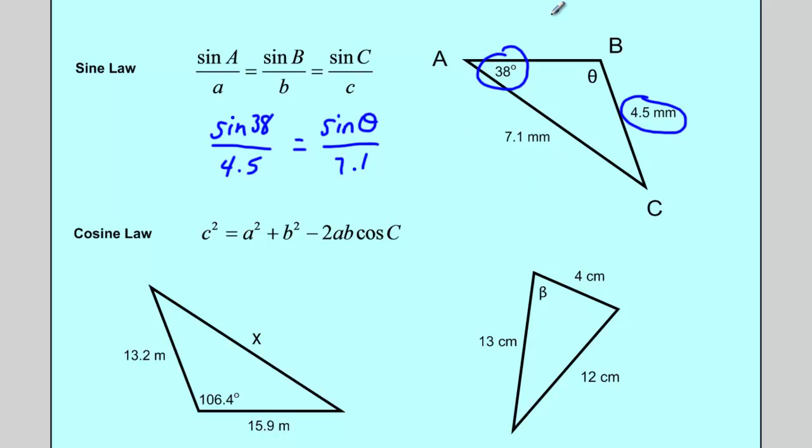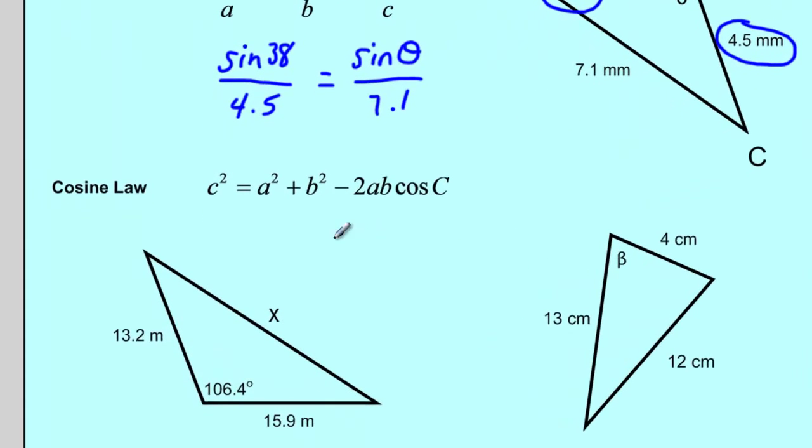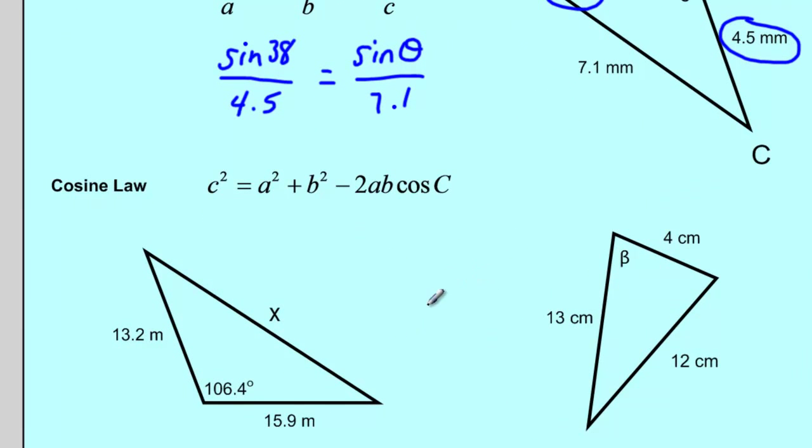Now we can only use the sine law if I am given an angle and side corresponding pair. If I'm not given a corresponding angle-side pair, then I'm going to move down to these two examples down here. Let's look at this first one. I'm still given two sides, 13.2 and 15.9, and an angle, 106.4 degrees. But notice how none of these sides have an angle across from it given to me.